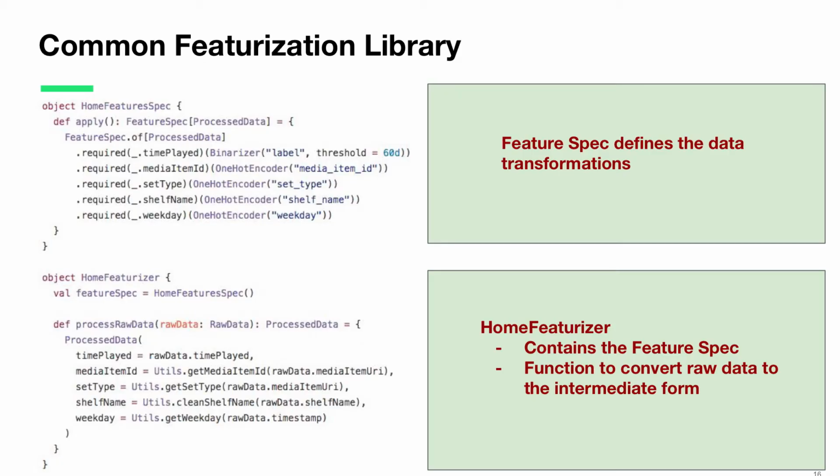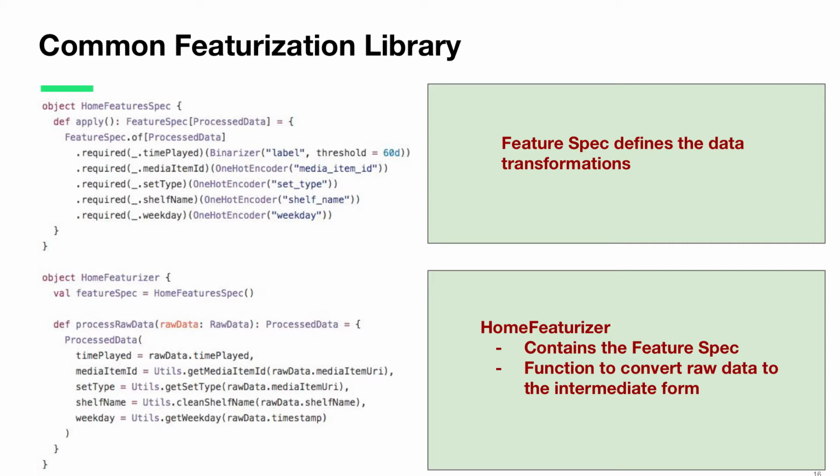The actual common featurization library has our two case classes and then the following two objects. First is our home feature spec. Neville talked about how you define a feature spec, I think using a record, but it could also be a case class. We're going to define a feature spec for our process data case class. For the time played, we're going to use the binarizer transformer to generate the label. We set it equal to 0 if someone has listened to a song for less than 60 seconds, and 1 otherwise.